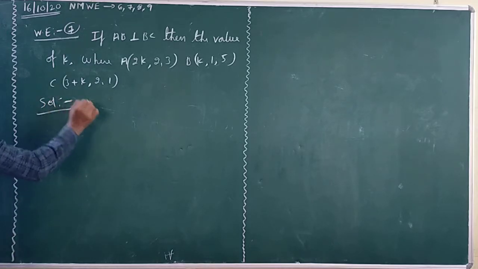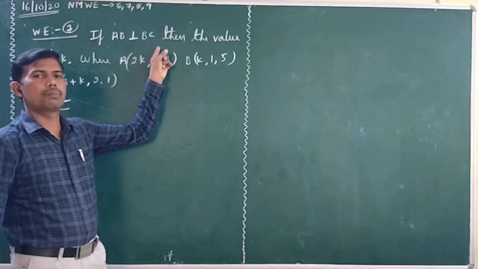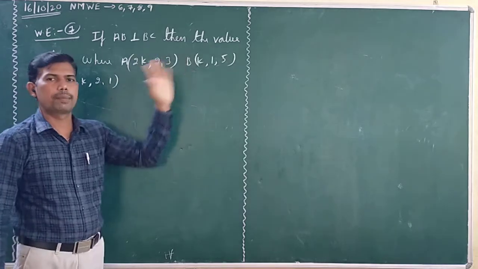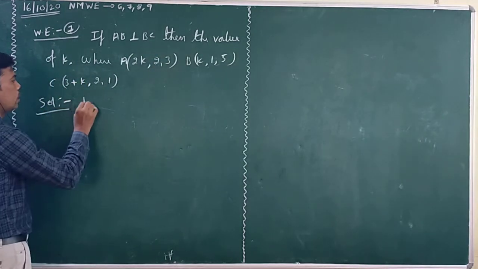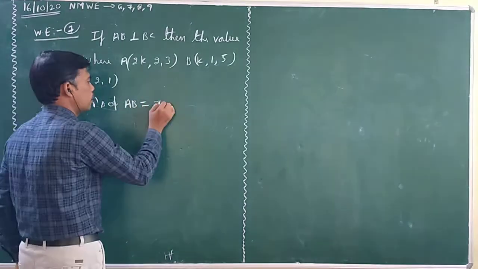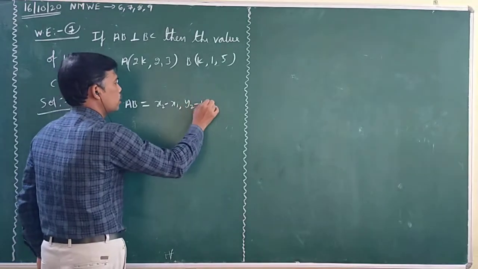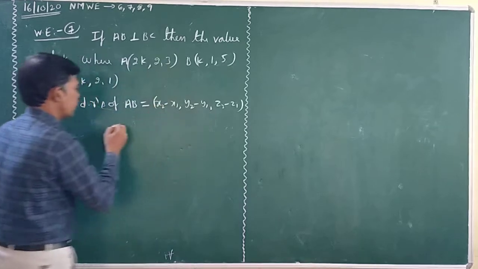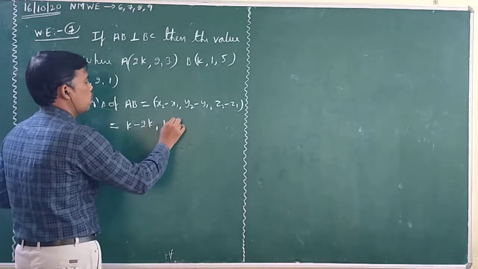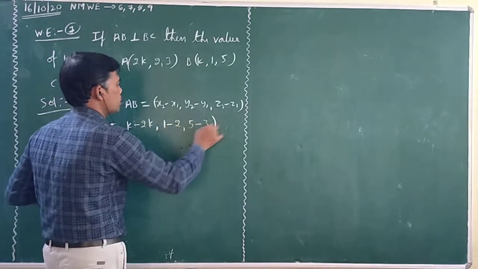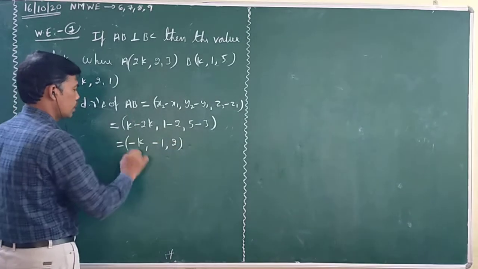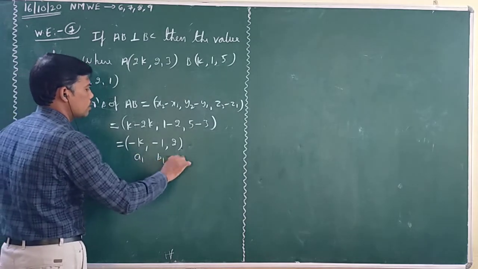Write down solution. So here AB is perpendicular to BC. First of all, to find DRs of AB. After that, DRs of BC. So write down DRs of AB, that is equal to, what is the formula? x2 minus x1 comma y2 minus y1 comma z2 minus z1. Substitute here k minus 2k comma 1 minus 2 comma 5 minus 3, that is equal to minus k comma minus 1 comma 2. Here we denote a1 b1 c1.